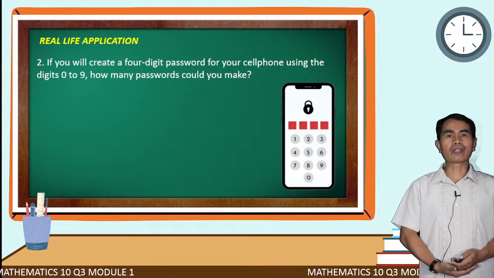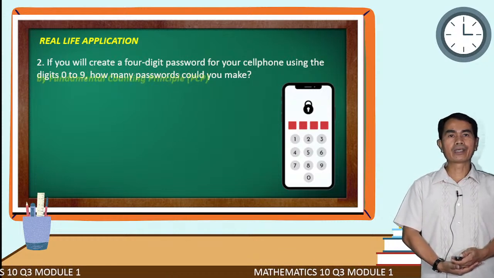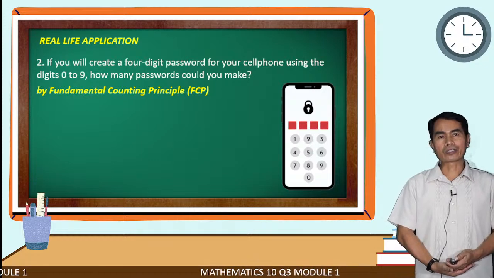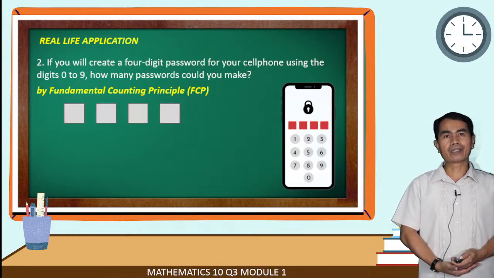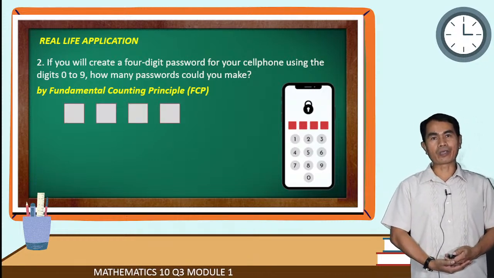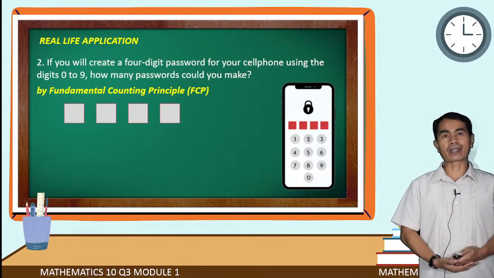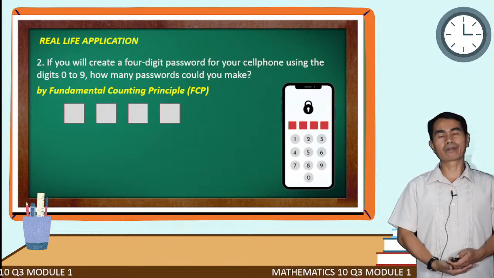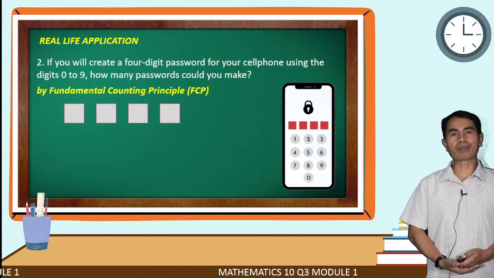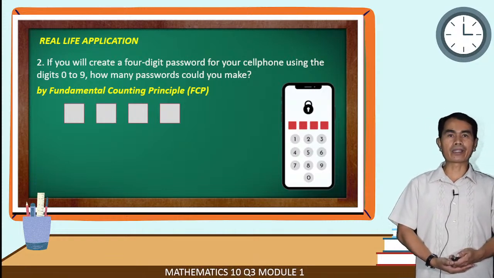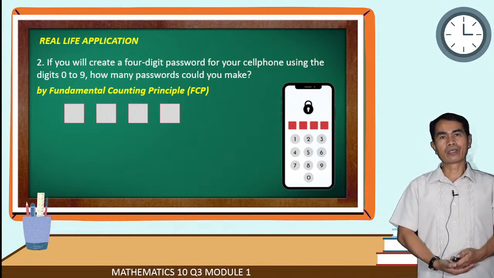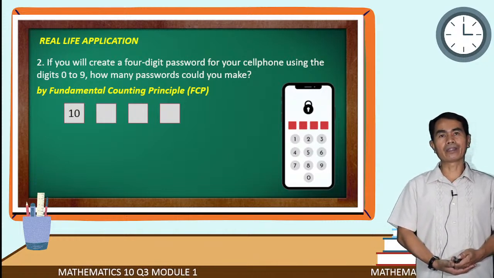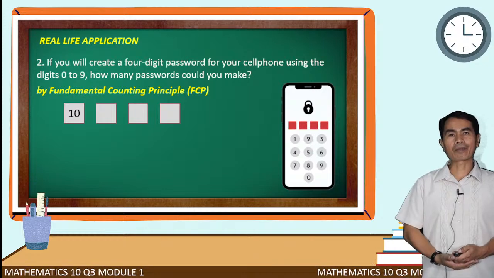Since we are required to form a 4-digit password, then, using the fundamental counting principle, it's good if we make use of that diagram. So we draw 4 boxes for the 4-digit. The first box can be filled up by any of the 10 digits. So we have 10 options, and repetition is allowed.